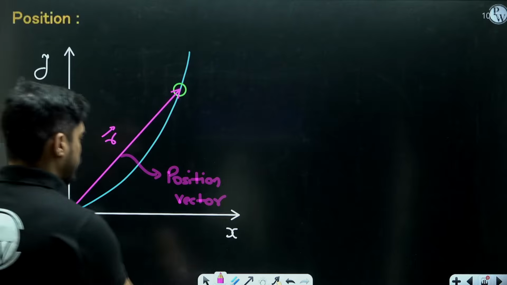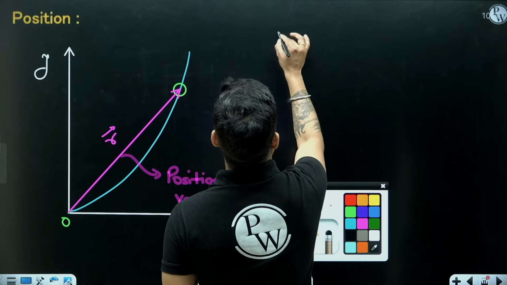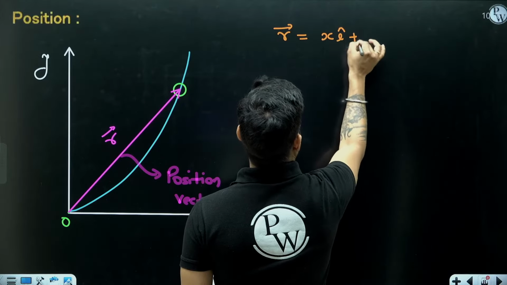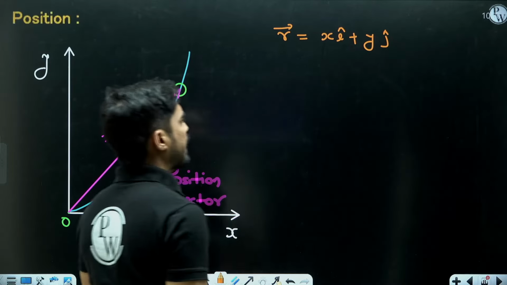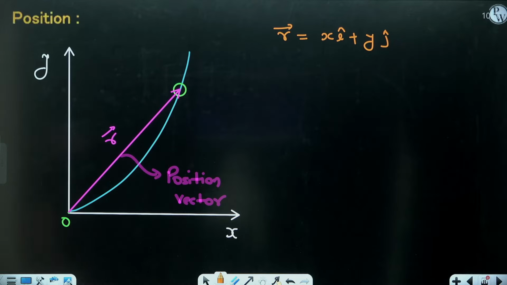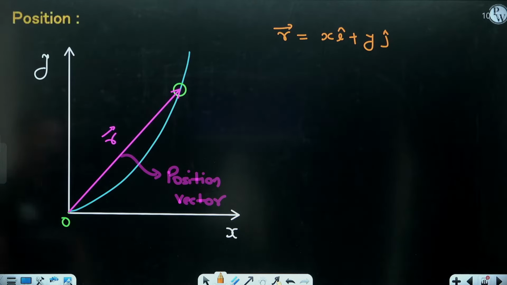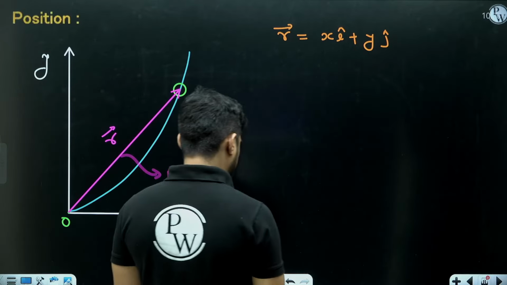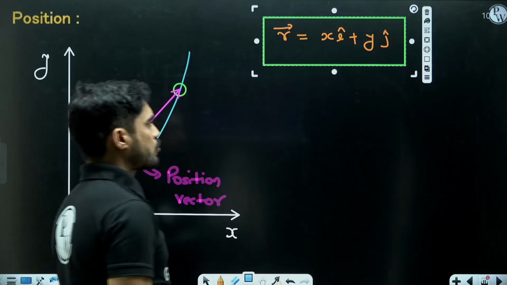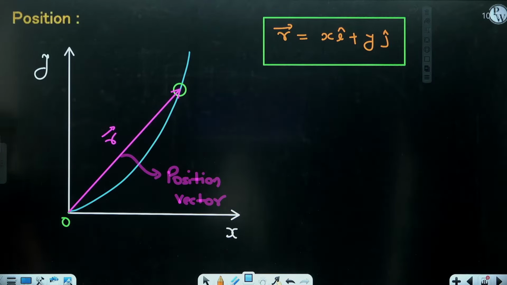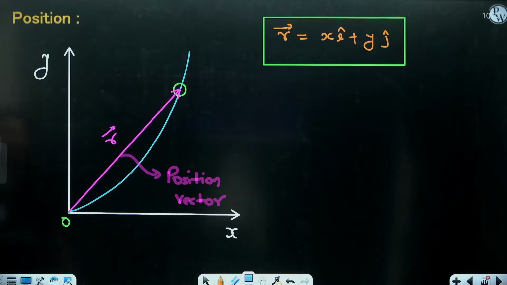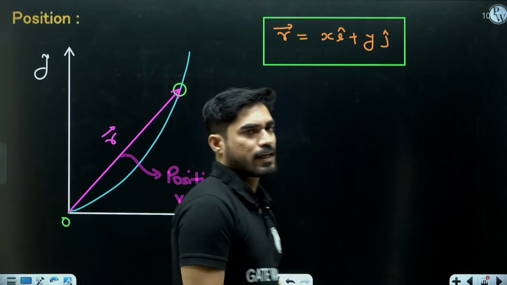So how do we write the position vector? The position vector r will be equal to xi plus yj, where i and j are unit vectors in the x and y direction. So r is xi plus yj. This is the position vector at any position. It is used to define the position of the particle along the curved path.